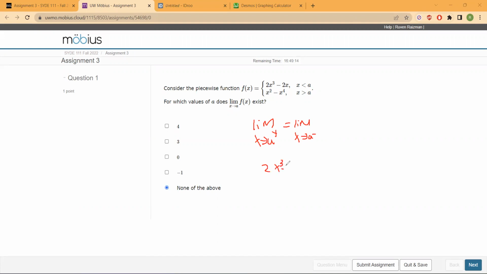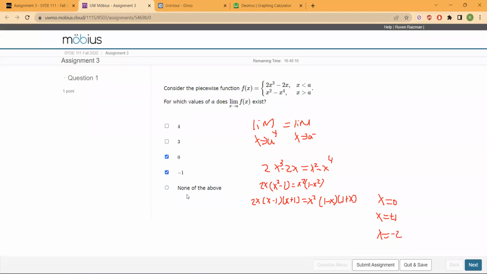So 2x cubed minus 2x is equal to x squared minus x to the power of 4. If we factor them, we get 2x times (x squared minus 1), and here we get x squared times (1 minus x squared). Now we're going to factor everything: 2x times (x minus 1)(x plus 1) is equal to x squared times (1 minus x)(1 plus x). Basically we see that they're equal under four conditions: if x is equal to 0, if x is equal to plus or minus 1, and these are easy to spot because that's when all of these would equal 0. And then there's another one hiding there, when x is equal to -2, where both of these would be equal. So if I were to select answers, it would be 0 and -1.